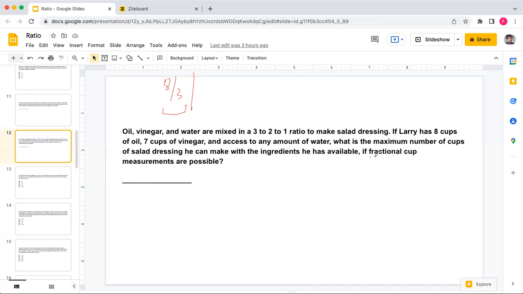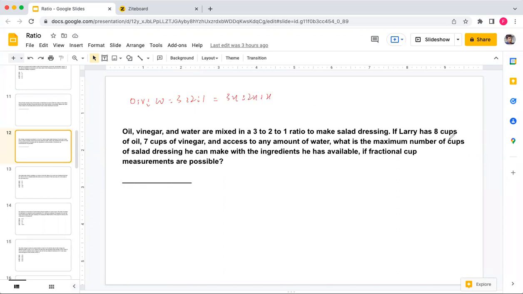Keep this thing in consideration. Fraction cup measurements are possible. So whatever the multiple is, that could be a fraction, not always an integer in this case. Okay. Question is saying that oil, vinegar, and water are mixed in the ratio 3:2:1. Let oil be O, vinegar be V, and water be W, equal to 3:2:1. And let their multiple be X. So this will be 3X, ratio 2X, ratio X.